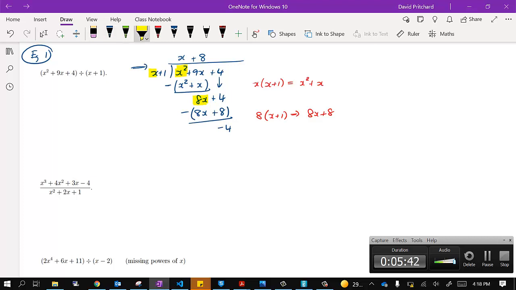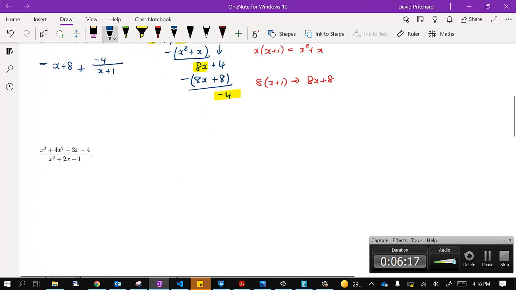So in this case, we've got a remainder of negative 4, because we can't divide negative 4 by x plus 1. So our answer to this polynomial division is a quotient of x plus 8, and negative 4 as a remainder over x plus 1, because we haven't divided yet. Okay, that's our process basically, and really it's a matter of becoming fluent and practicing with that.